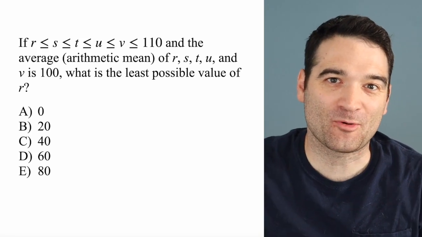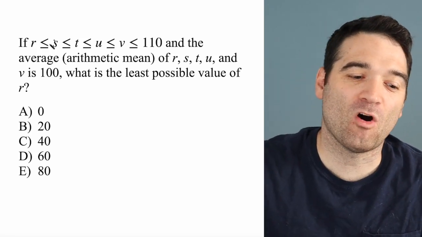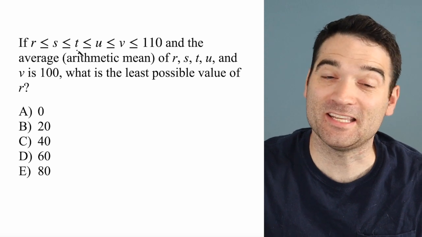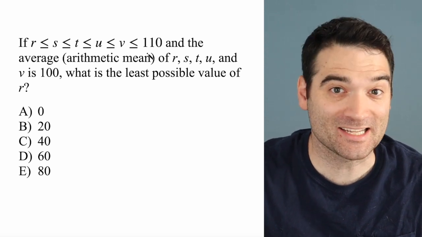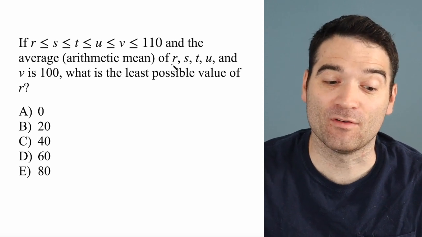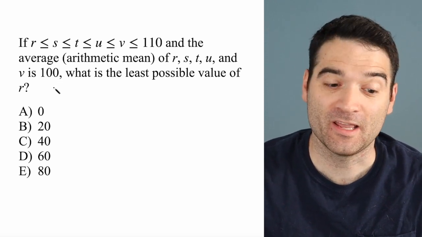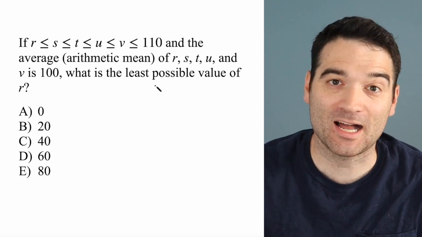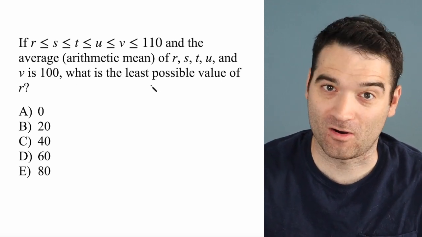Here's a GRE algebra question. Let's take a look. If R is less than S is less than T is less than U is less than V is less than 110, and the average, that is the arithmetic mean, of R, S, T, U, and V is 100, what is the least possible value of R?